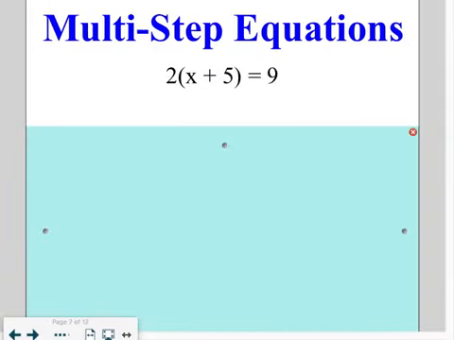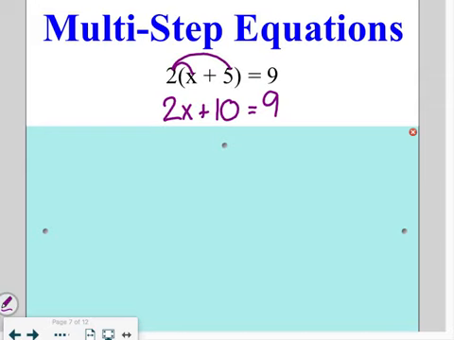When you have something like this, where we're dealing with parentheses, the easiest way to do this is to start with the distribution. So you end up with 2x plus 10 is equal to 9. Now that we've done the distribution together, go ahead and finish solving the problem using SADMEP.